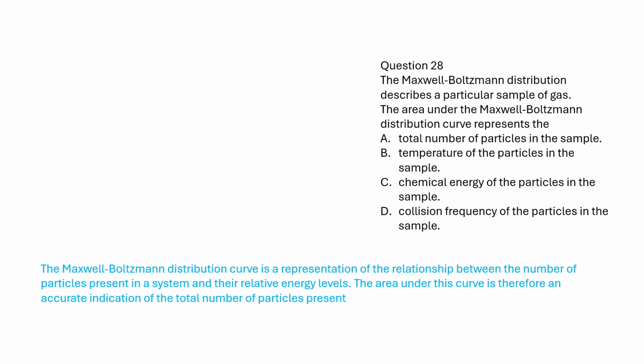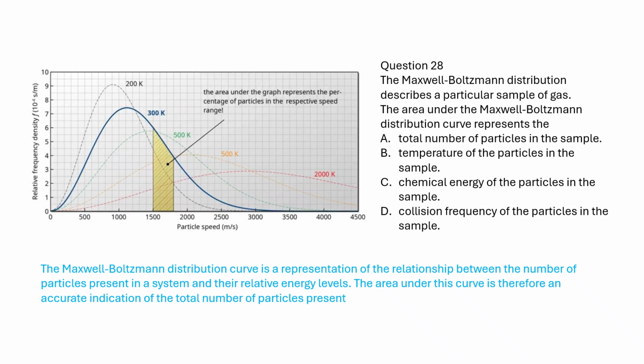The Maxwell-Boltzmann distribution curve serves to show how the number of particles in a system relates to their respective energy levels. For this reason, the area beneath the curve provides a precise measure of the total particle population within the system.